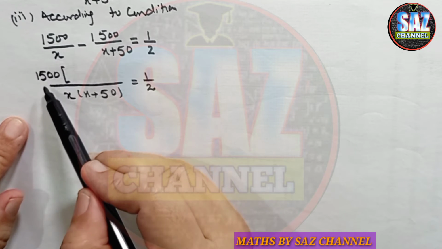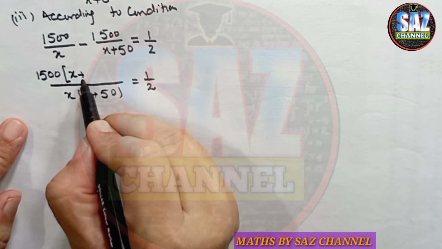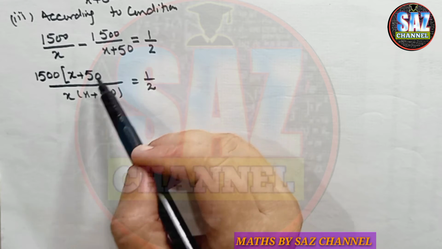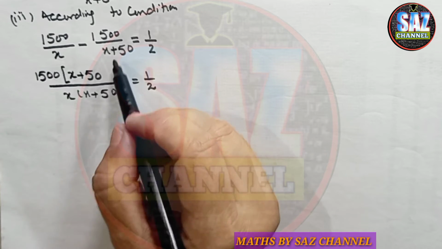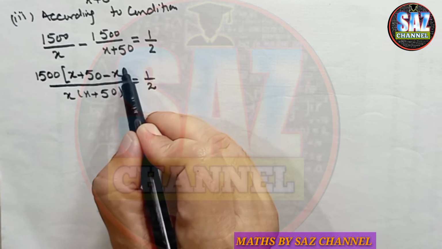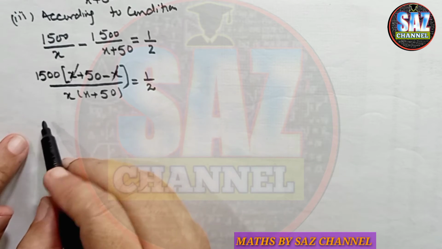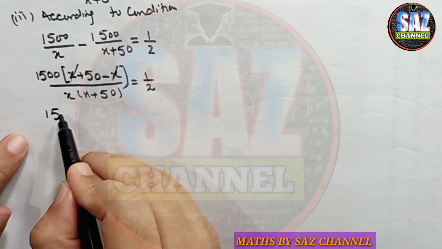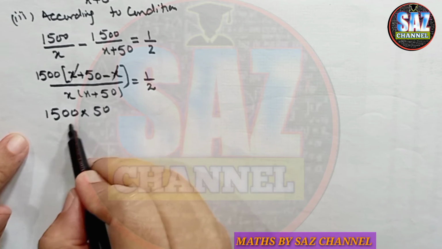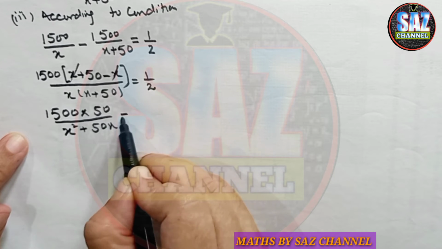Now look at the denominator of first fraction, that is x, but the LCM is x plus 50. So the numerator will be multiplied by x plus 50 minus, coming to the second fraction, the denominator is x plus 50, but the LCM is x into x plus 50. So it has the deficiency of x. So its numerator will be multiplied by x and close the bracket. Now we can see that x can go with this x and I will be left with 1500 multiplied by 50 upon x square plus 50x equal to half.